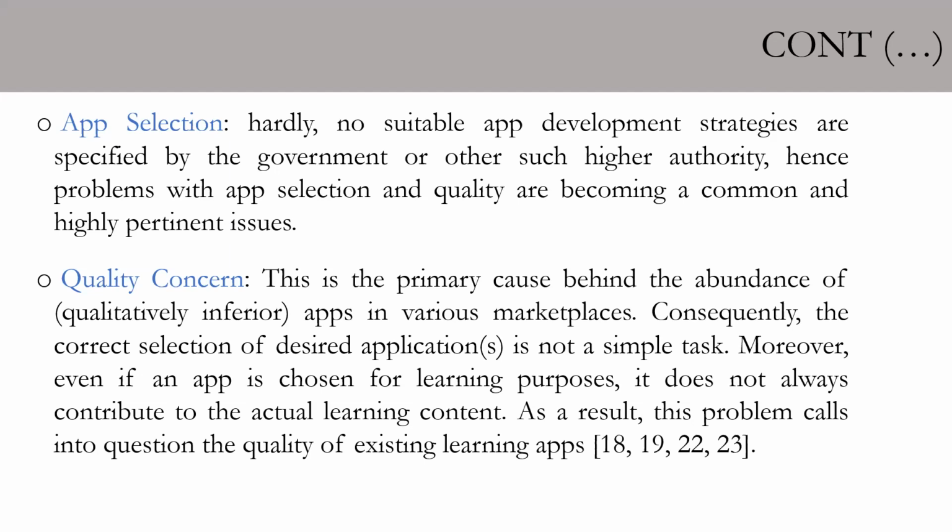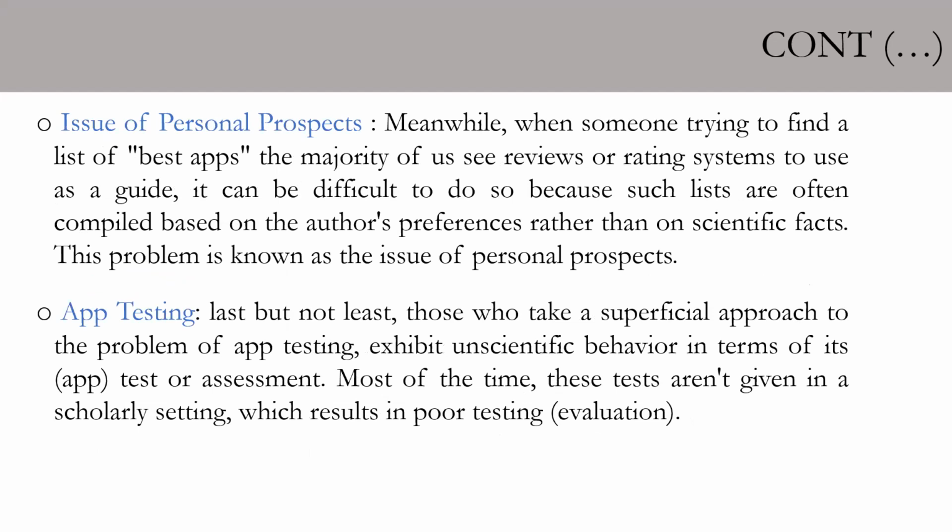Moreover, even if an app is chosen for learning purposes, it does not always contribute to the actual learning content. As a result, this problem calls into question the quality of existing learning apps. Issue of the personal prospectus. When someone is trying to find a list of the best apps, the majority of us see review or rating systems to use as a guide. It can be difficult to do so because such lists are often compiled based on the author's preferences rather than on scientific facts. This problem is known as the issue of personal prospectus.